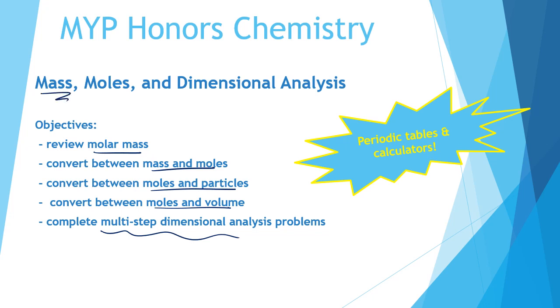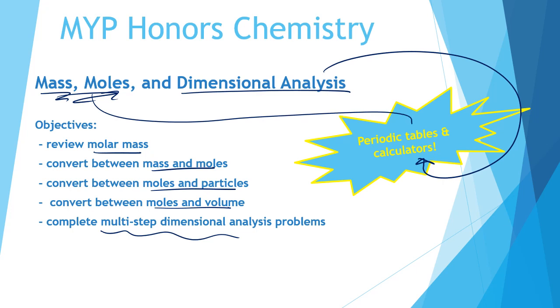If we're talking about mass and moles and dimensional analysis, we're doing lots of math. Grab a calculator if you don't have one already. We're talking about mass and moles of elements and compounds. You're going to need periodic tables to find those mass numbers. Also, definitely have some paper to take notes on, something to write with, or the outline for today's lecture.